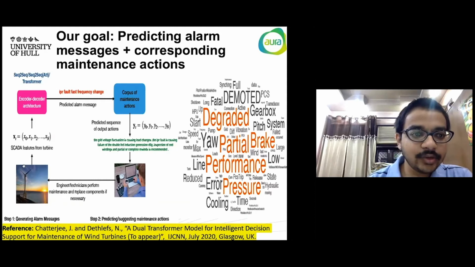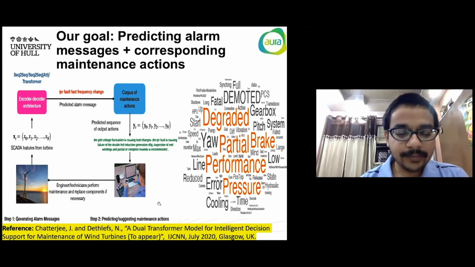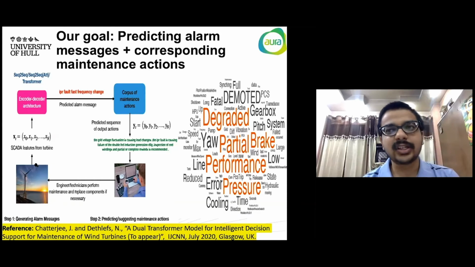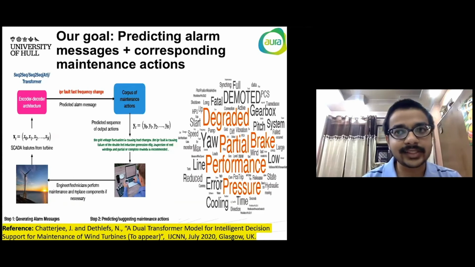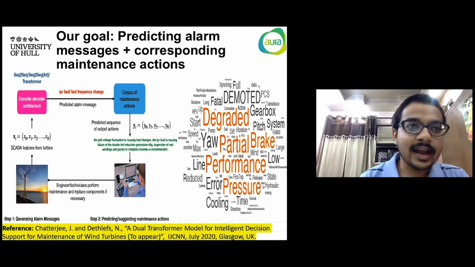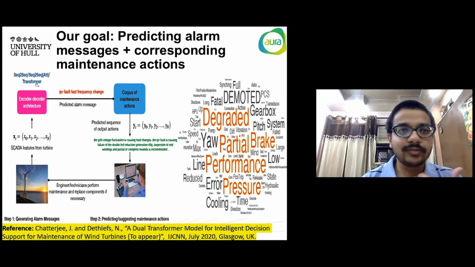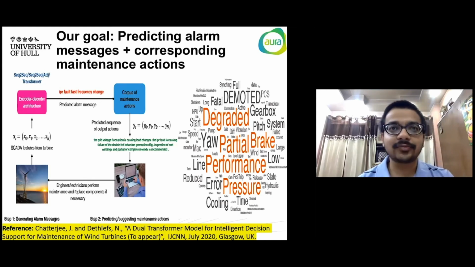On the left hand side, you can see briefly the approach, which is to appear in the upcoming paper. What we do is use these features from the turbine, the historical data we have, alongside the corresponding logs of error messages and maintenance actions. Our goal is to use an encoder decoder architecture which can take in the sequence of features as inputs and generate the corresponding alarm messages and the maintenance actions. You must have heard about sequence to sequence models, and more recently the transformers, which have seen immense success in neural machine translation.